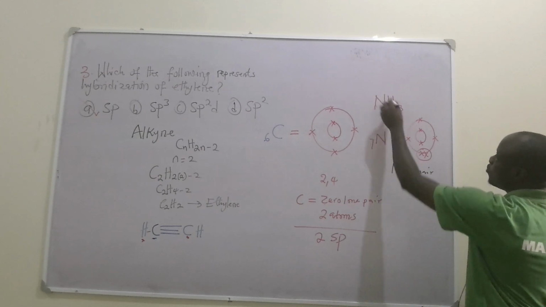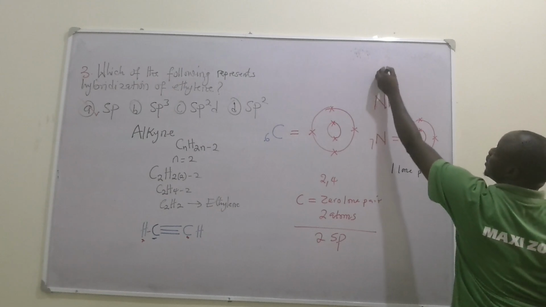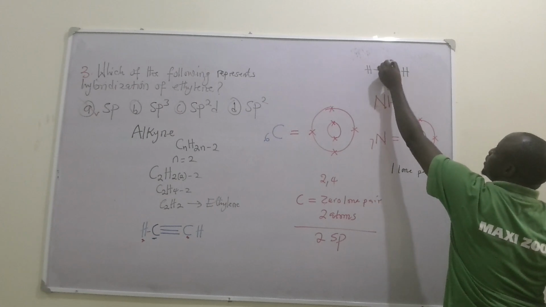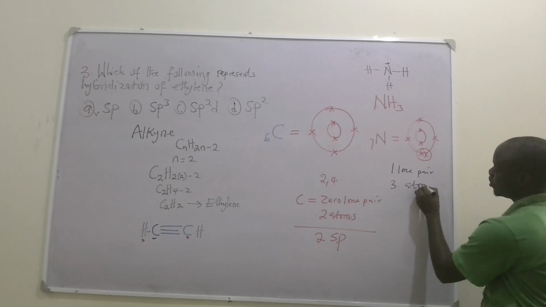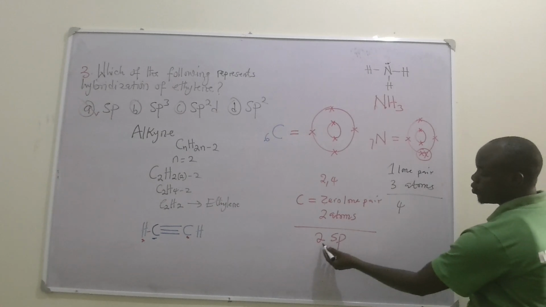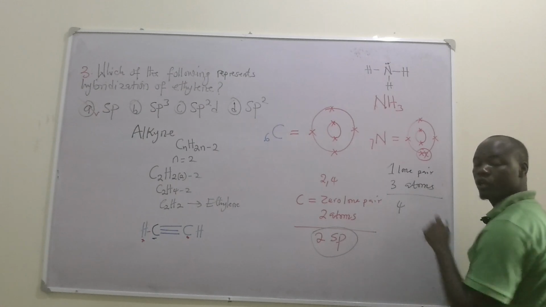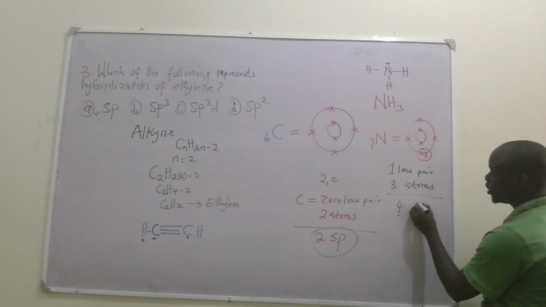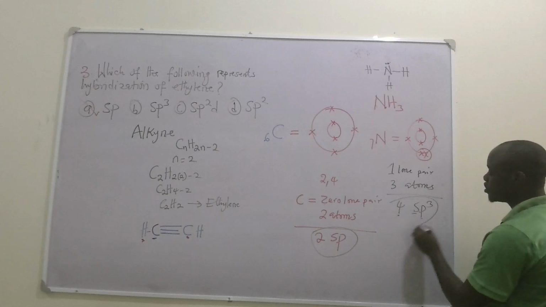And then of course, how many atoms are attached to this nitrogen? There are 3 hydrogen atoms directly attached to this nitrogen, and this represents the lone pair of electrons. So we have 3 atoms. So we now have 1 plus 3 making 4. So it means there is 1 s and 3 p, so in the case of ammonia, we have sp3 hybridization.